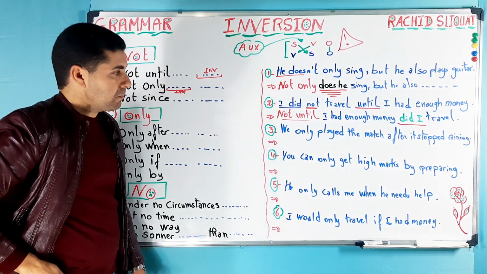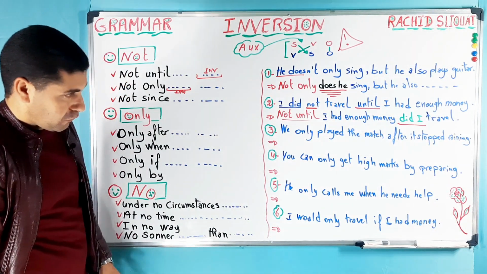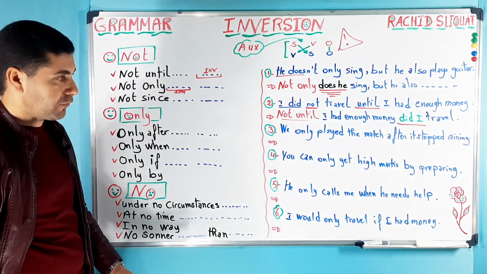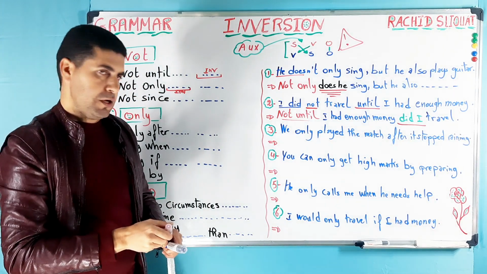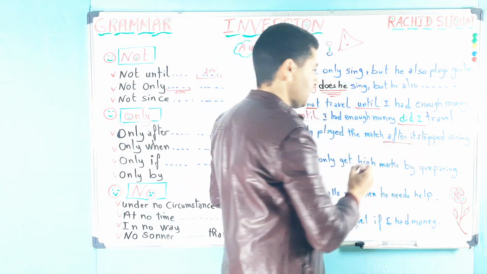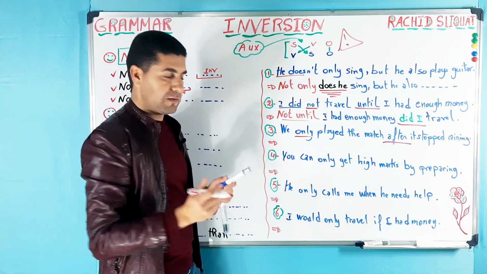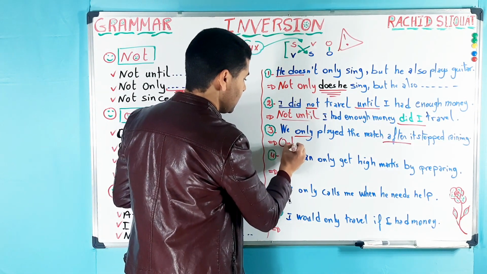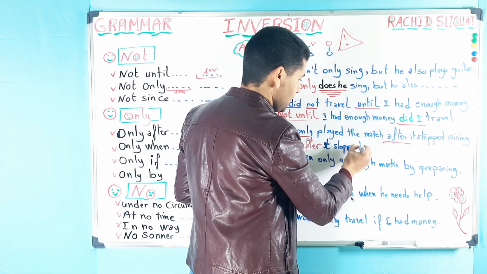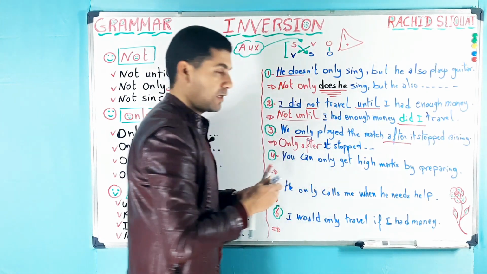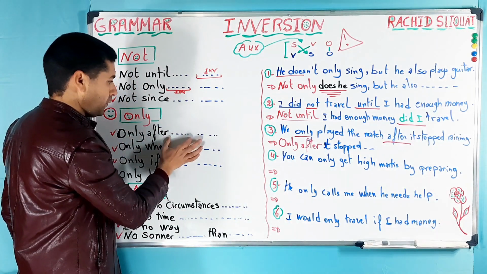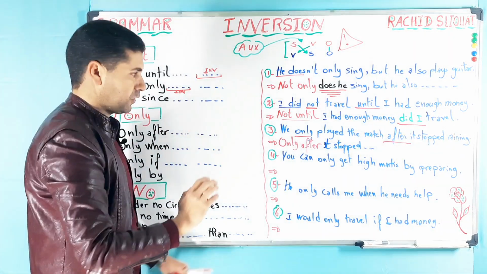We only played the match after it stopped raining. Let's see what we have here. We have only and we have after. So for sure we are going to start this sentence with only after it stopped raining. This is clause number one. Do we have inversion? No inversion in number one.